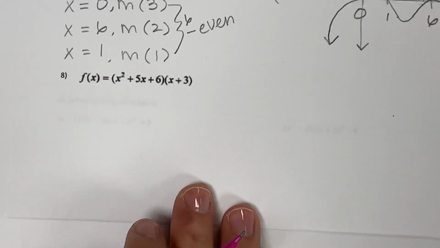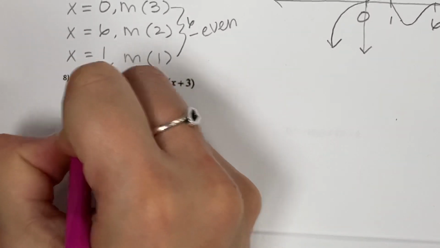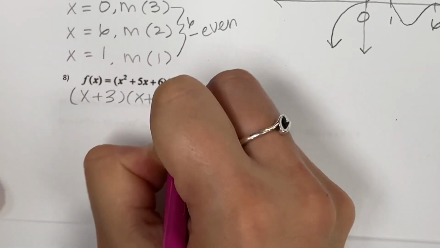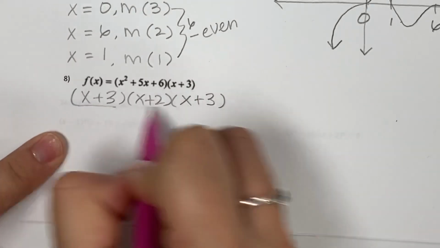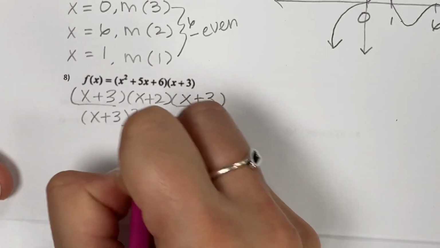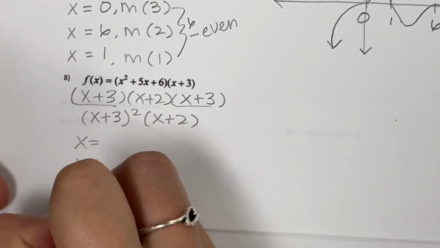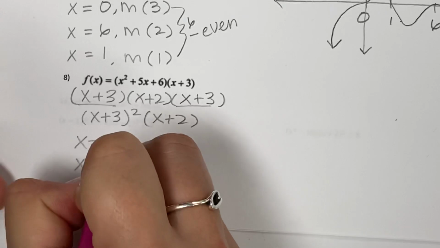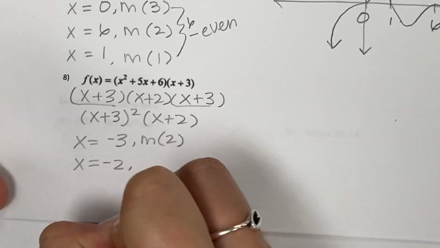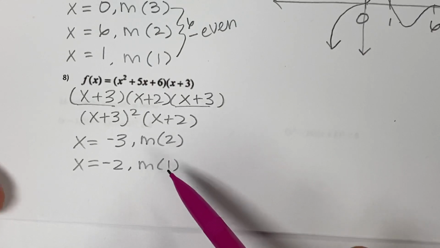Again, it's not fully factored, so let's factor this first piece. What multiplies to 6 adds to 5. That's 3 and 2, but I still have an x plus 3. So same as before, I have 2 x plus 3's, so I'm going to rewrite them as x plus 3 squared, and then the x plus 2. I have 2 x's, so I'm going to have 2 roots. The first one is negative 3, second one negative 2. Their multiplicities come from their exponents, so that'll be 2 and 1. Remember, 2 means bounce, 1 means go through.